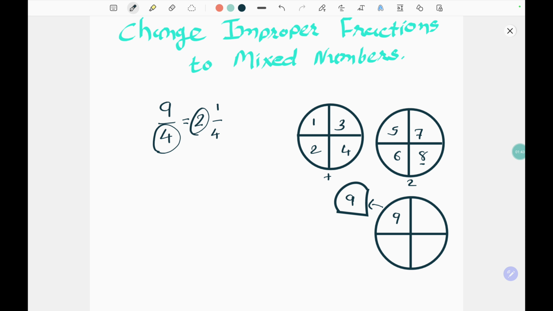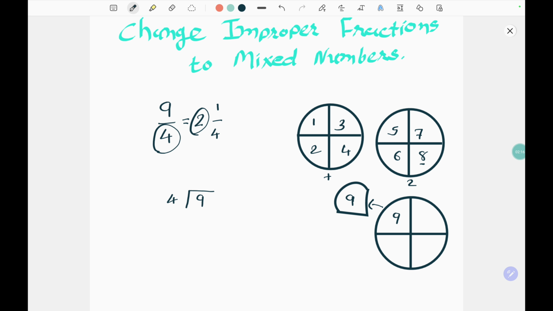Okay, so this is the way we can solve by the diagram, but a diagram is not easy to always draw and find out. It is also a time-taking method. So let's try the short method, which is long division. Numerator divided by denominator also gives us the mixed number. So the numerator is 9, divided by 4, the denominator. Now 9 divided by 4, how many times does 4 go into 9? 2 times.